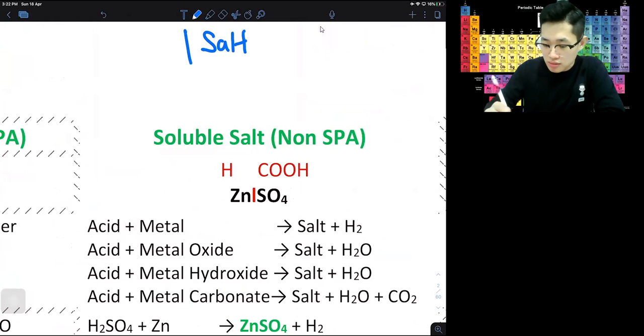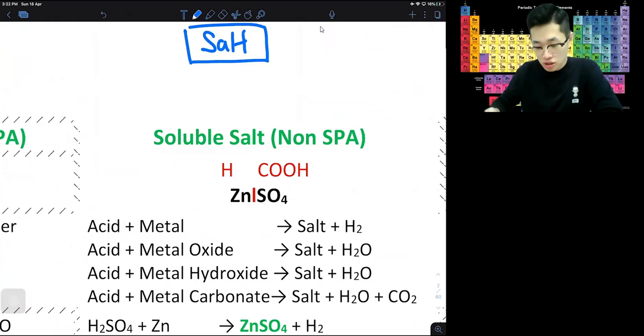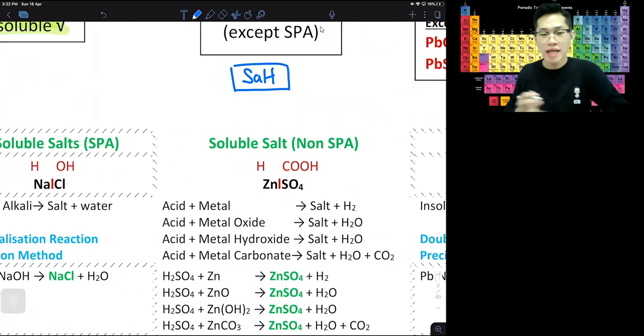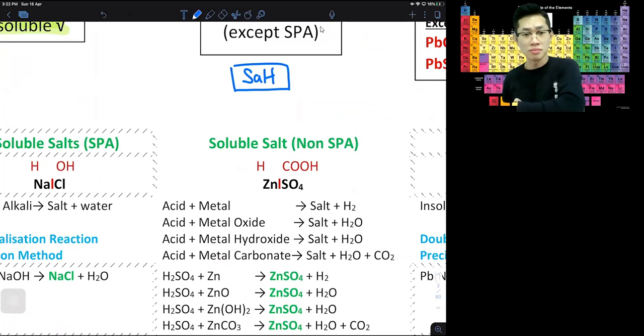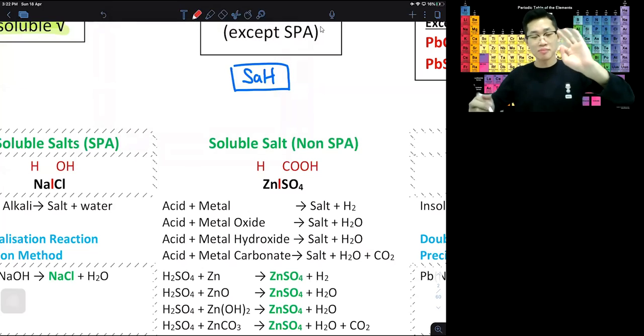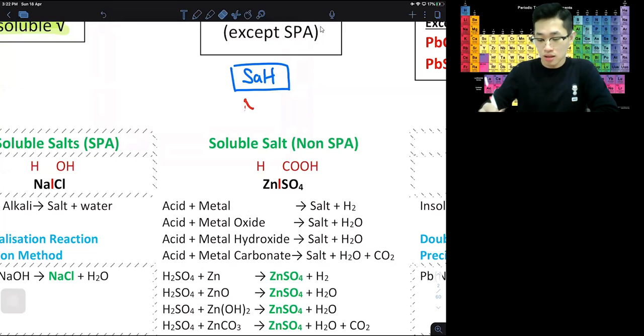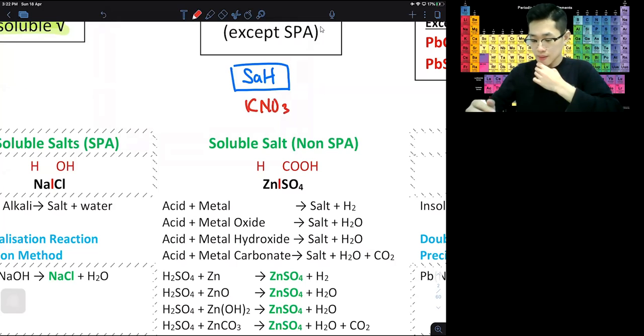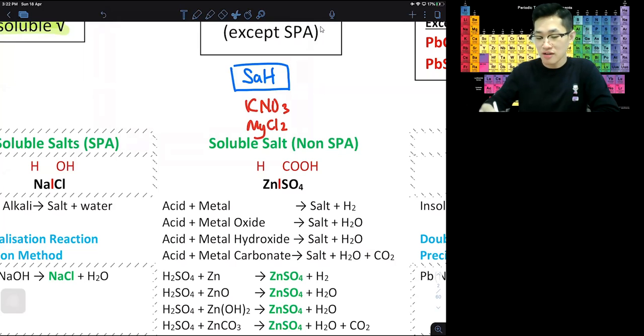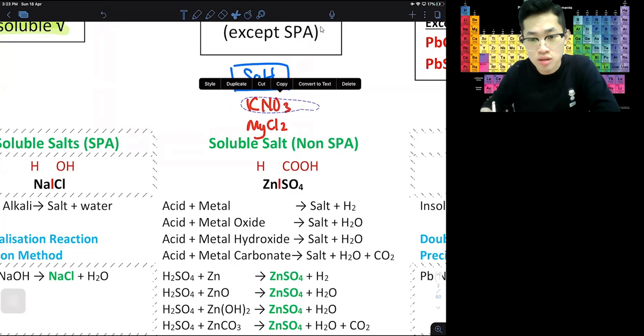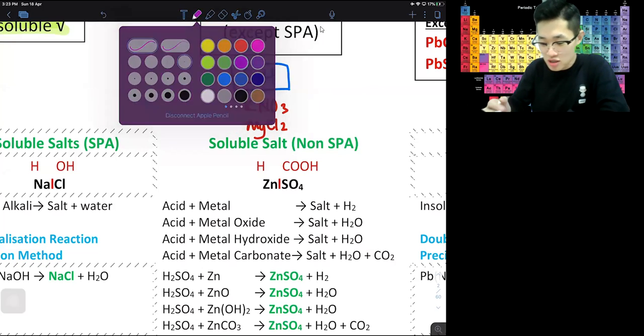When you are given a salt, you have to ask yourself whether the salt is soluble or insoluble. Okay, let's say I give you 3 examples. The first example here, KNO3, is soluble or insoluble? KNO3 is soluble. Okay, see, so it goes like that.